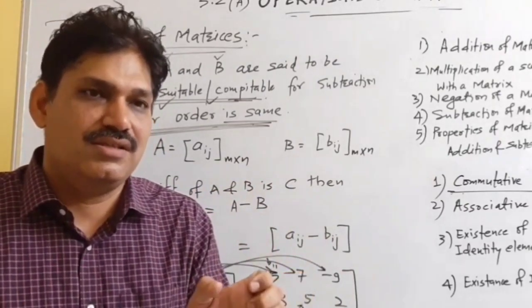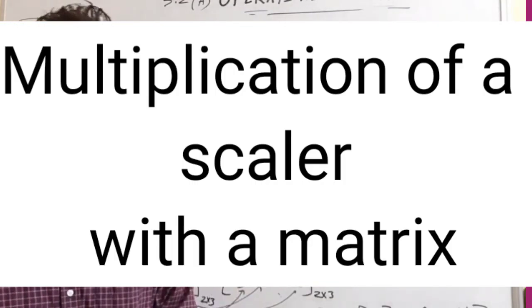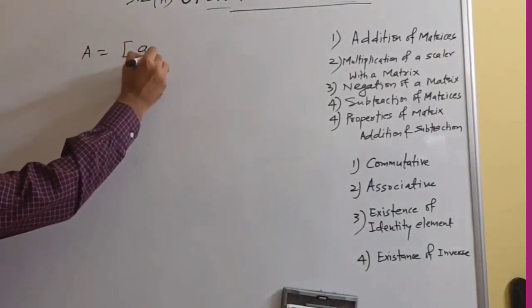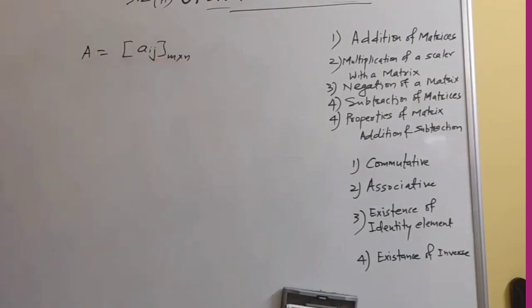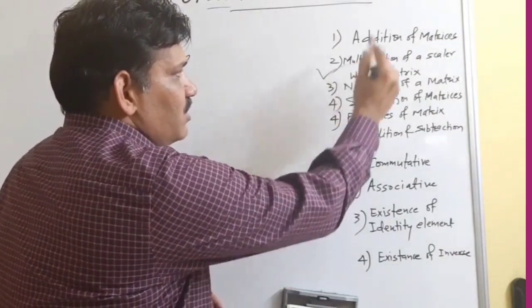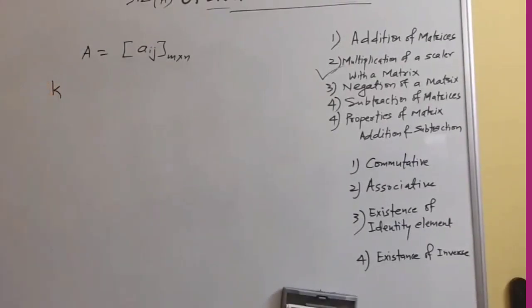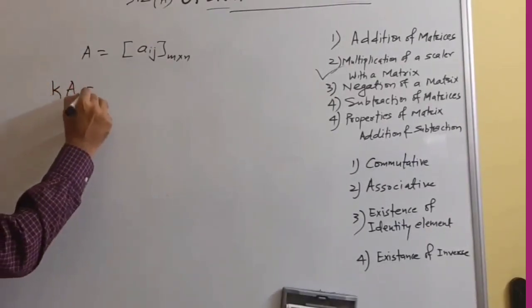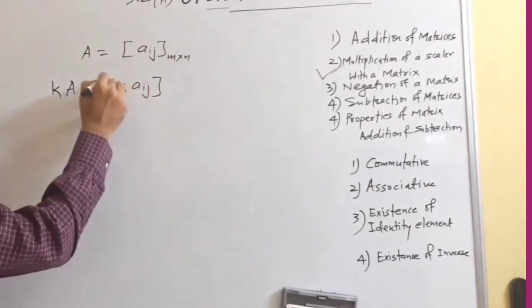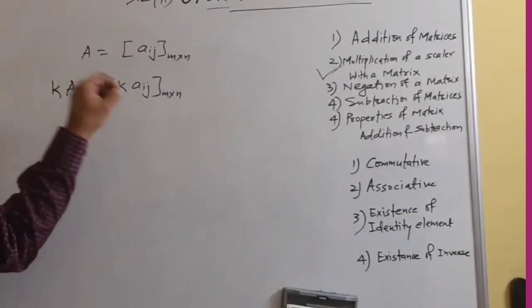The multiplication of a scalar with a matrix. Suppose we are given a matrix A, that is Aij, and the order of this matrix is m by n. Now we have multiplication of a scalar with a matrix. Suppose K is a scalar. If we multiply this K by A, the resulting matrix is a matrix in which each and every element is multiplied by this scalar.